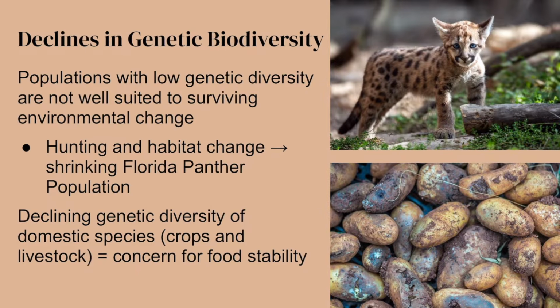Declines in genetic biodiversity occur because of human actions as well. Populations with low genetic diversity are not well suited to surviving environmental change, so it's a really big focus of environmental scientists to conserve and support organisms that have low genetic diversity. For example, we have again our Florida panther population. Due to hunting and habitat loss, they had a very tiny population, and luckily when pumas were reintroduced, that increased their genetic diversity, but this can't be done for every single species.